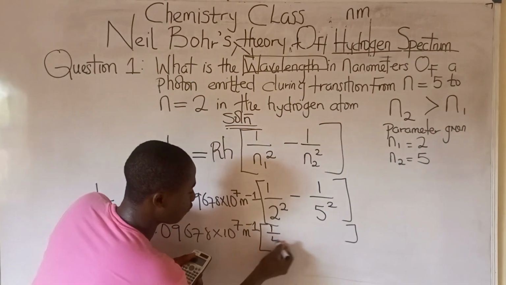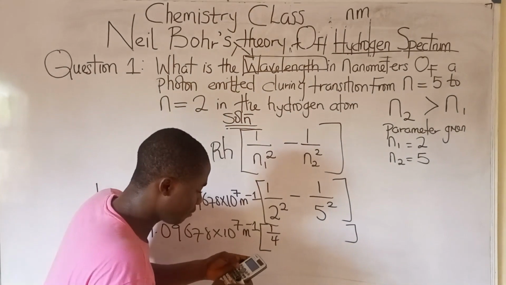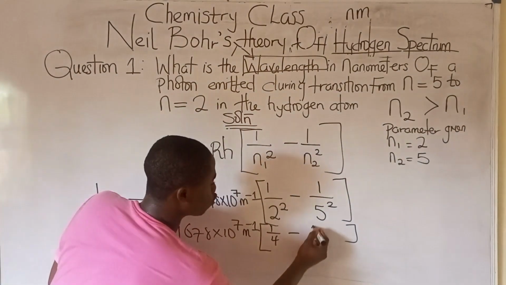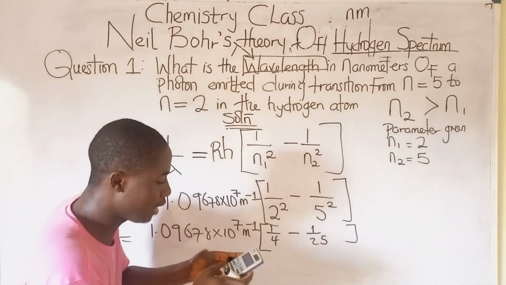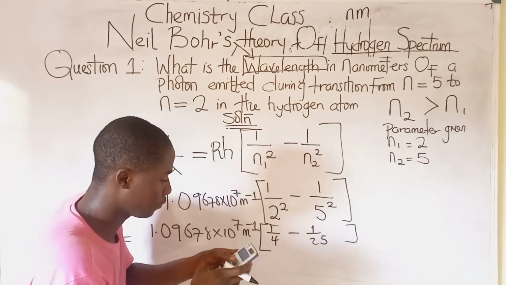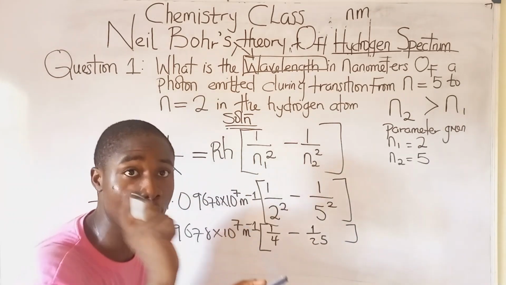Okay, 1 over 4 because 2 squared is 4, and this is 25. Okay, 5 squared is 25. So here becomes minus 1 over 25. So let's evaluate the bracket first. So 1 over 4 minus 1 over 25, that is 0.21.